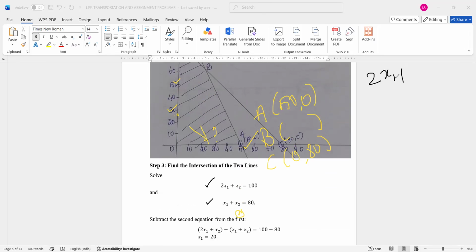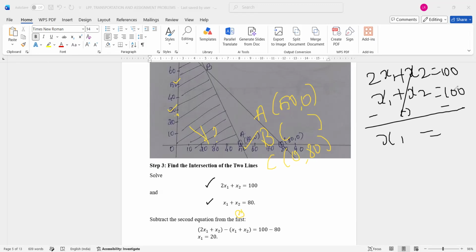2x1 plus x2 equal to 100, and x1 plus x2 is equal to 80. Now we can subtract. This cancels. So 2x1 minus x1 equal to 100 minus 80, sorry, this is 80. So this is 20. So x1 is equal to 20. Now you can apply this value 20. So x1 plus x2 is equal to 80, so 20 means x2 is equal to 60.